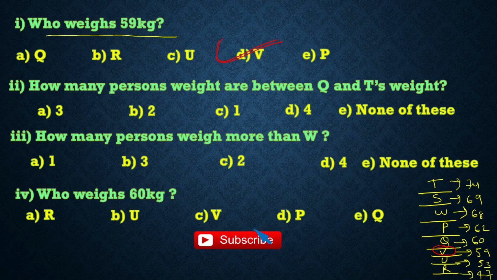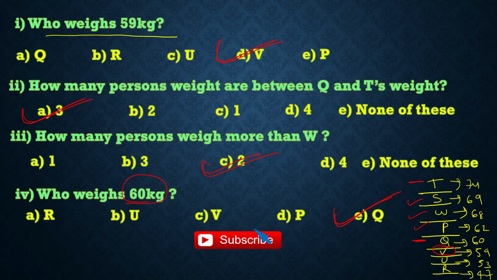How many persons' weight are between Q and T's weight? Q is here and T is here. So how many persons are there? 1, 2, 3. So the answer is 3. A option. How many persons weigh more than W? More than W are 2 persons, that is S and T. C is the correct option. Who weighs 60 kg? Q weighs 60 kg. Option E is the correct option.